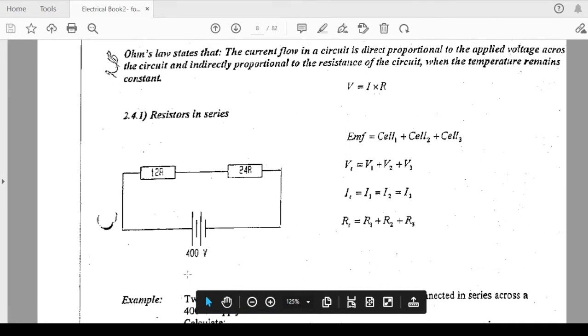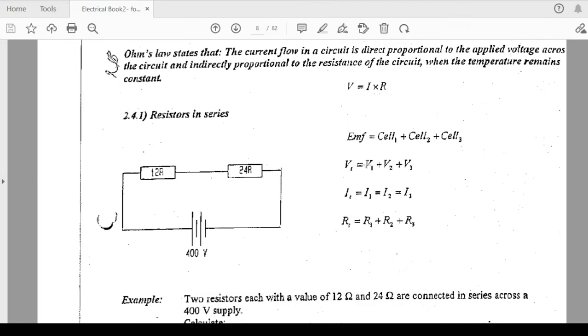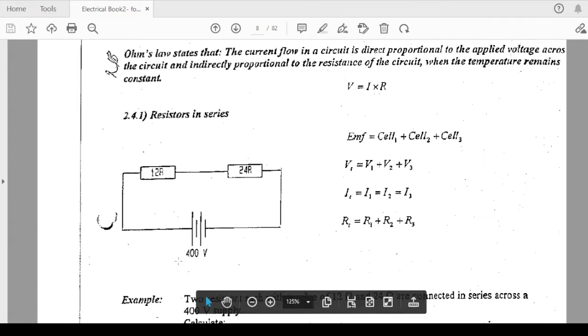Then in series again, when we come to voltage drops, you see they're saying VT, total voltage drop, V1 plus V2 plus V3. What are these voltage drops? When I talk of V1, it's the voltage that one resistor is dropping. When you take your voltmeter and hold it across the terminals from here to here, you want to know how much voltage this resistor is dropping or losing from the 400 volts. That's what I was teaching the other time.